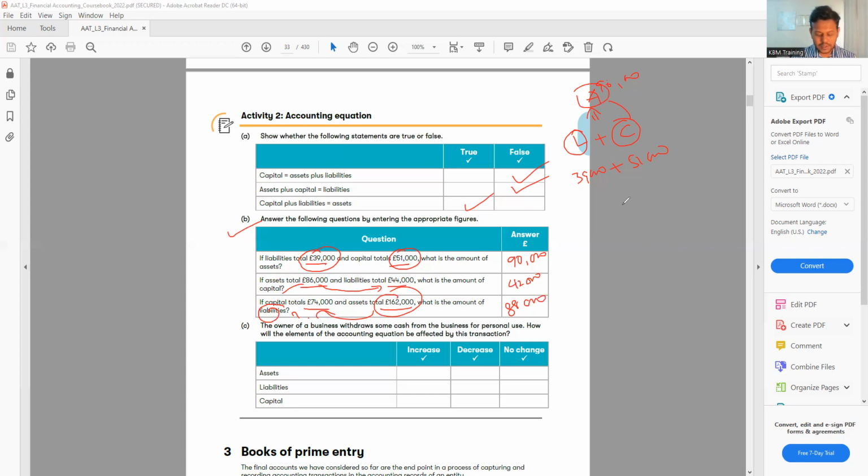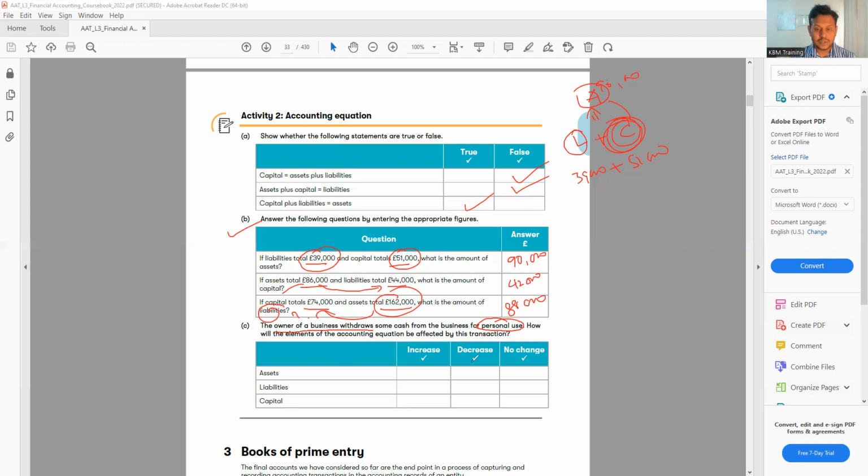Okay, the next one we have here. The owner of the business withdraws some cash from the business for personal use. They said drawings. How will the elements of the accounting equation be affected by this transaction? If the owner withdraws, meaning takes cash from the business for personal use, we call it drawings. Remember that drawings will always reduce the capital. And if the capital goes down, asset will go down, because capital is part of the asset.